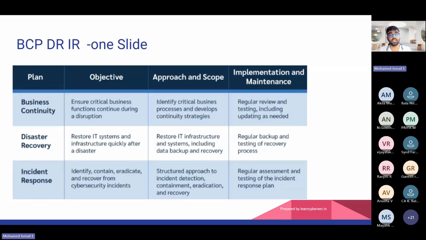They need to start the business again. Otherwise, they will lose customer reputation and business. Entirely, they will go out of the market. So business will be lost. So that's the impact, right? So disaster recovery always talks about after an incident.